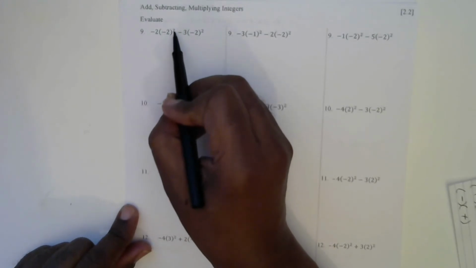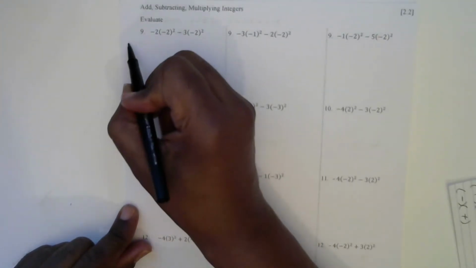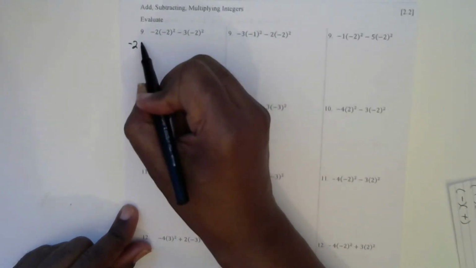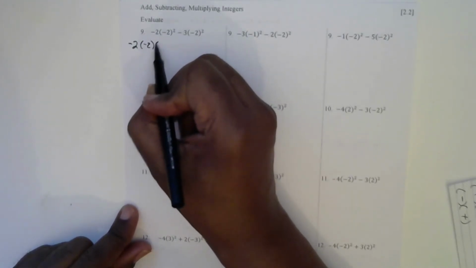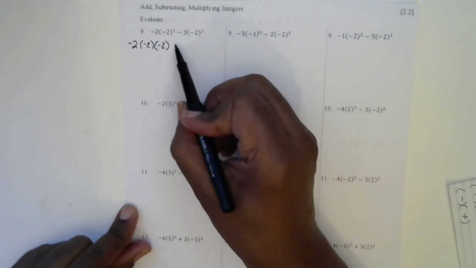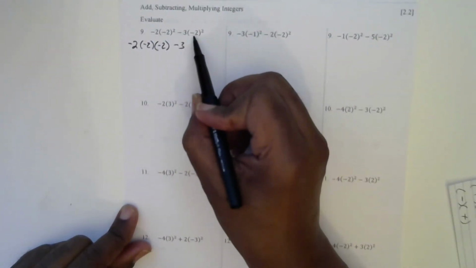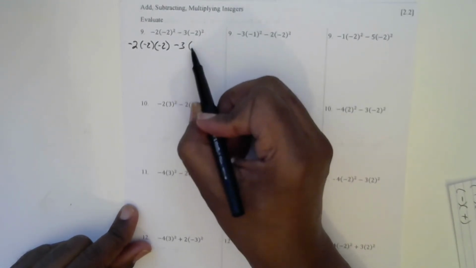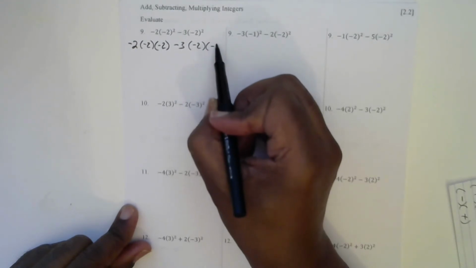Okay. Here, we're going to evaluate this. We have a negative 2 and a negative 2 to the second power. So we'll write the negative 2 first. And this negative 2 gets written twice because of the second power. So negative 2 and negative 2. Then there's a negative 3. And this negative 2 here gets written twice because of the power or the exponent. So negative 2, negative 2.